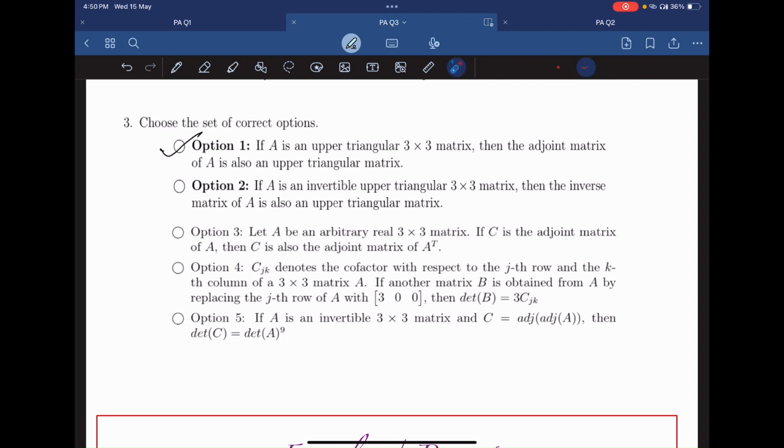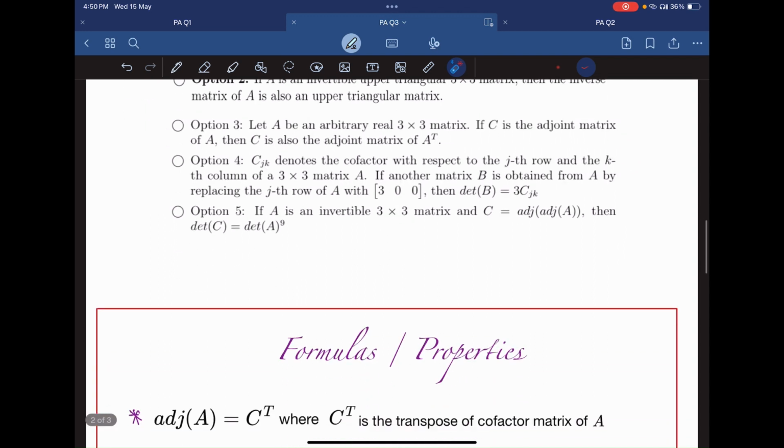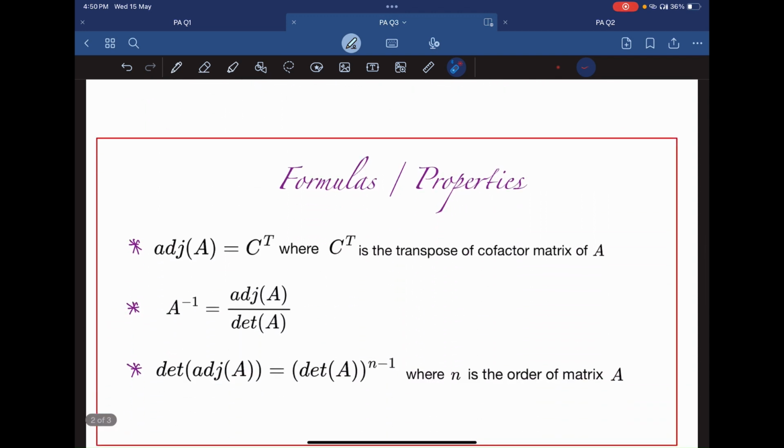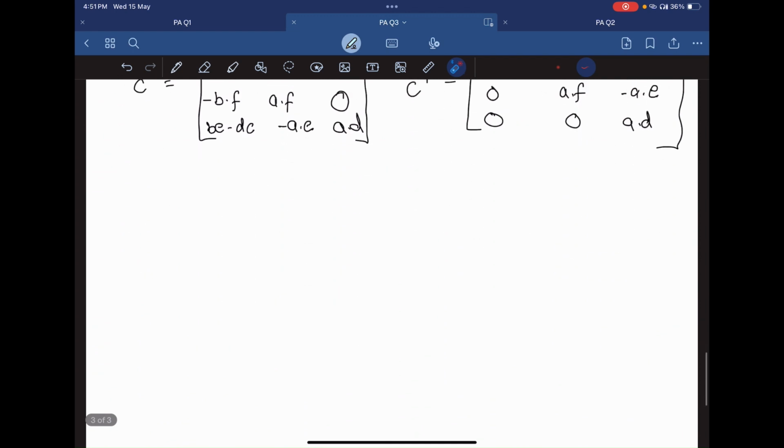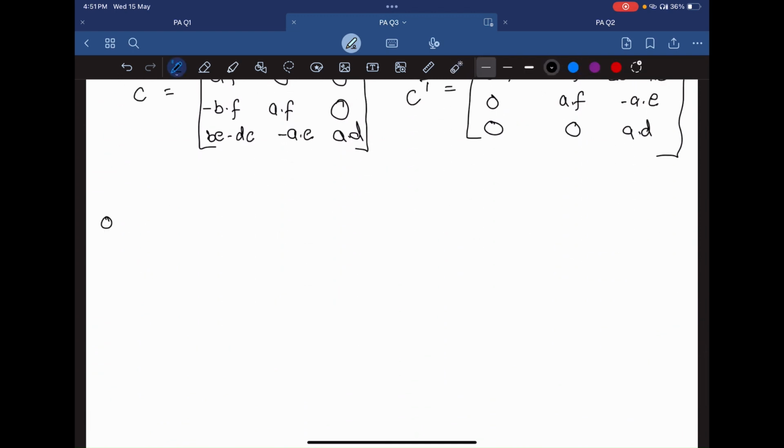Now the second option says if A is an upper triangular matrix 3 cross 3, then the inverse of matrix A is also an upper triangular matrix. Now if we want to find the inverse of a matrix using the adjoint method, then A inverse is nothing but adjoint of A divided by determinant of A. Now we are going to use the above matrix as same.